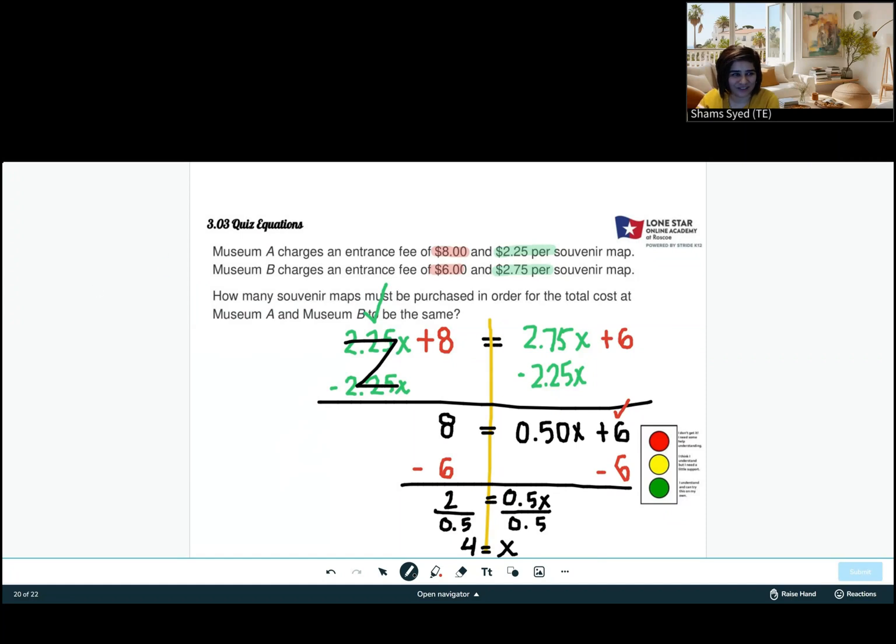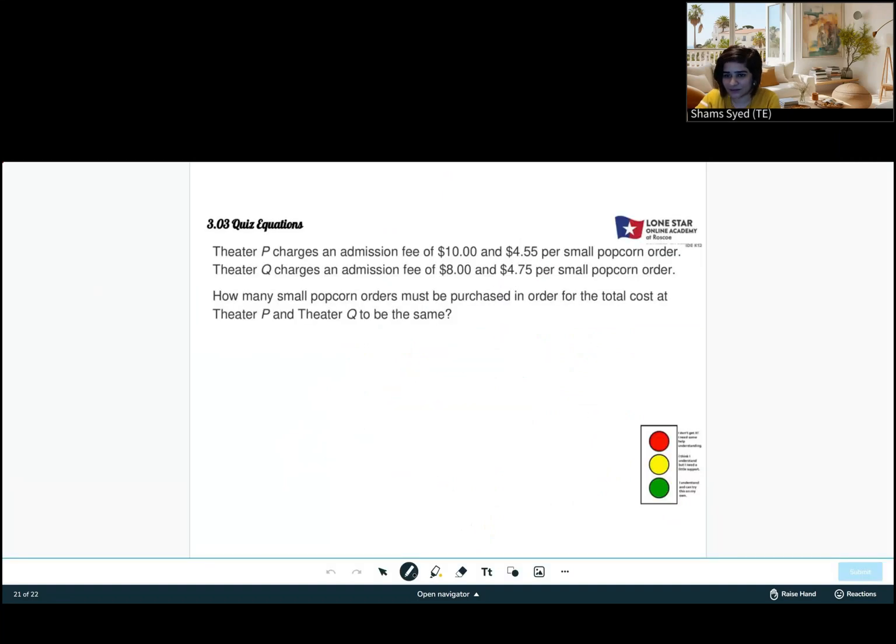Let's try the next one out. I'm going to color code so that it will make things easier for you. Remember, we can start with an equal sign for theta P and theta Q. Notice the variable is the one that has the per. Variable is the one with the per.